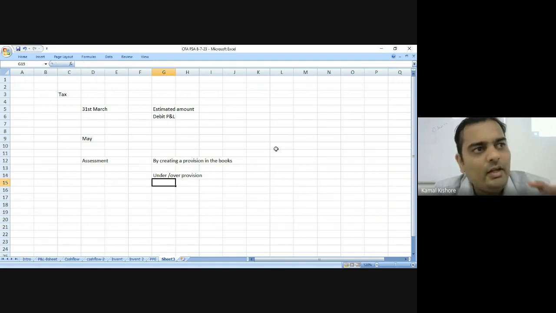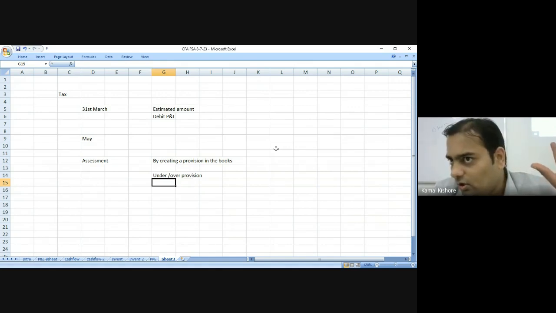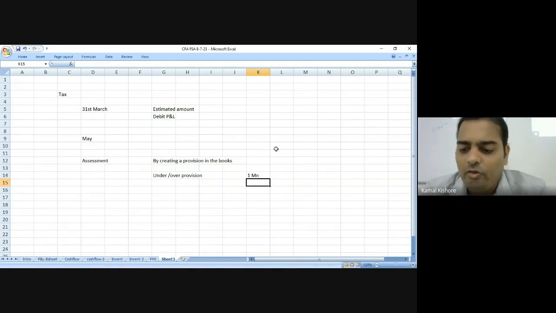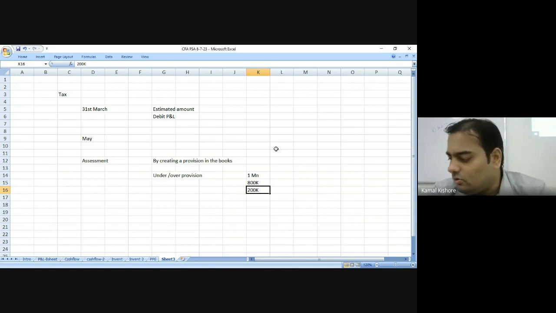Because previous year I have already estimated one amount and I have closed the books. Now, let's say my previous year liability I had estimated at 1 million. And the assessment comes, it says only 800K. So have you over provided or under provided? Over provided. So this 200K has to be written back. This 200K will be credited in the current year, not in the previous year. It will be rectified in the current year. Clear? Okay, so this is one concept.